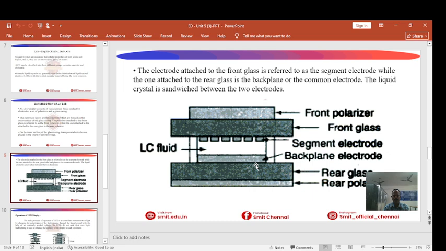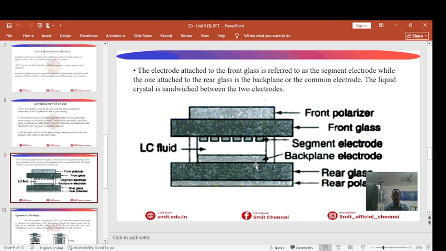The applications of LCDs include digital watches, calculators, mobile phones, laptops, computer monitors, televisions, medical equipment, industrial control panels, and automotive instrument clusters. The primary advantages of LCDs are very low power, thin and lightweight construction, low heat generation, very good image quality, and longer life, making them suitable for battery-operated devices.